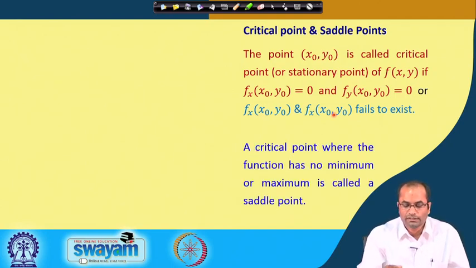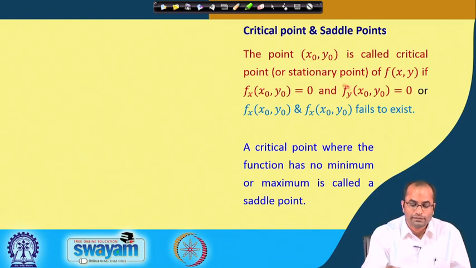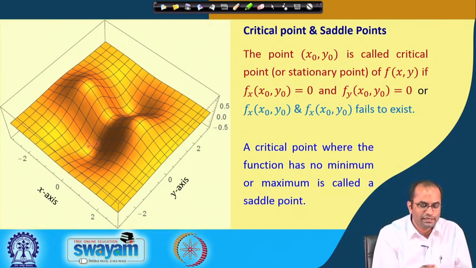And among all the critical points where f_x is 0 and f_y is 0, a critical point where the function has no minimum or maximum is called a saddle point. So, basically what we will observe in the next slides is that if a local maximum or minimum exists, it will exist only at these critical points, but there will be some critical points where the function is not taking a local maximum or a local minimum, and those critical points will be called saddle points.